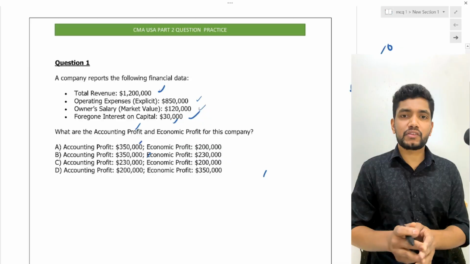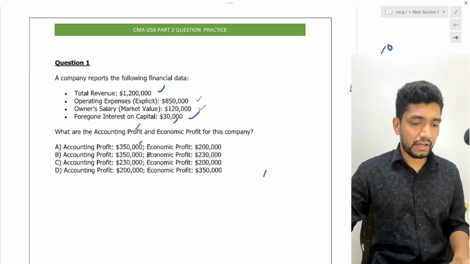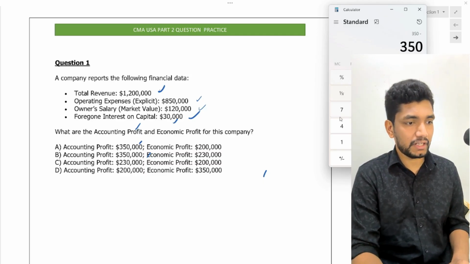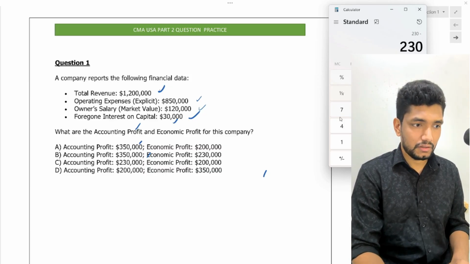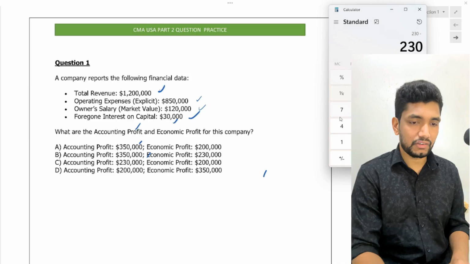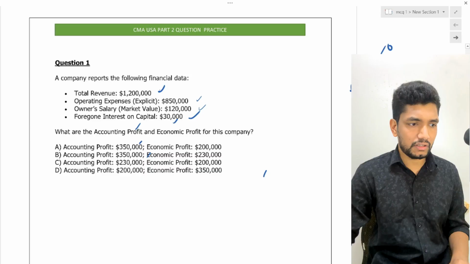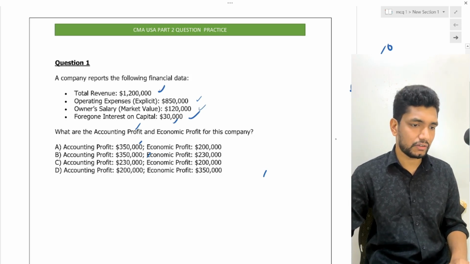Let's move into economic profit. Economic profit means considering all the opportunity costs of capital. The accounting profit is 350,000. Then you have to subtract the owner salary at market value, and the foregone interest on capital, that is 30,000, which gives 200,000. So here the economic profit is 200,000, and option A is correct.